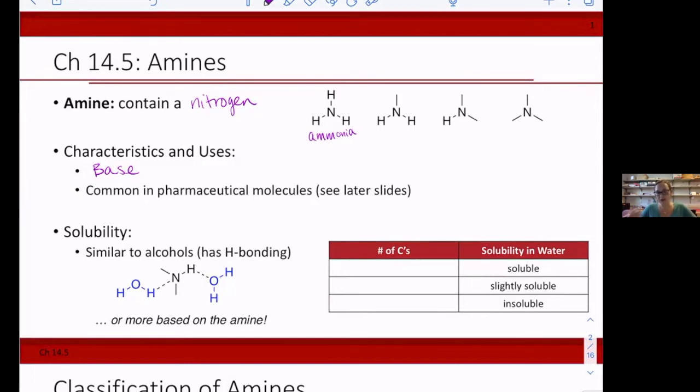And then solubility, our little chart that we have here, numbers of carbons. An amine is generally soluble if there's between 1 to 4 carbons. It is slightly soluble if there's between 5 to 6, and insoluble if there's greater than or equal to 7 carbons. So this is very general. There's other factors that will go into determining that solubility.